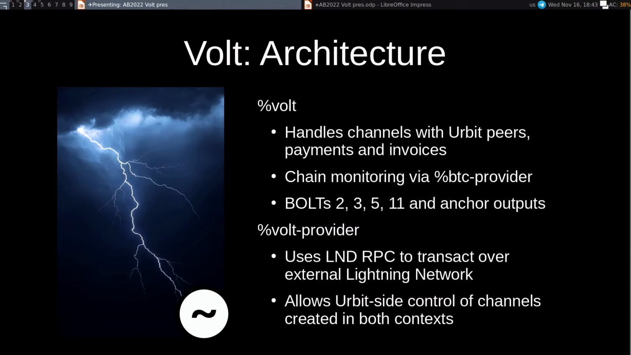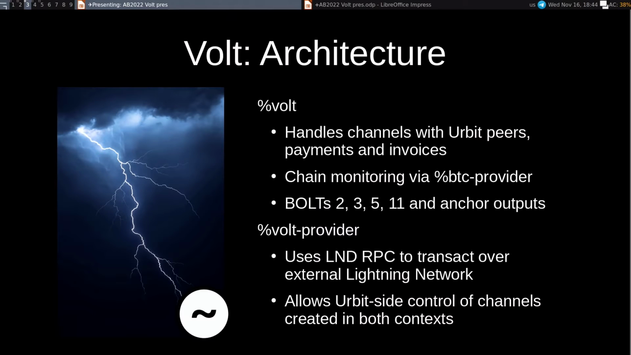I mentioned that it implements Bolts 2, 3, 5, and 11, which deal with the peer protocol, on-chain transactions, and invoice generation. What's not in there is Bolts 1, 8, or 10 that deal with networking, messaging, connection establishment, DNS, transport layer. All of that is already handled by Urbit, which is why it's possible.